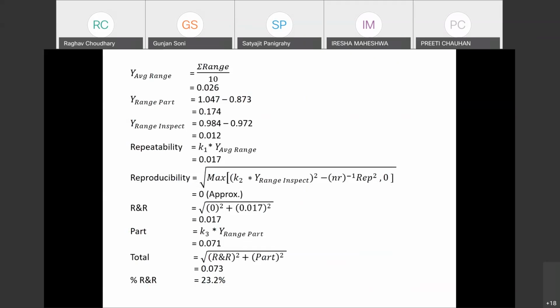Now this 23.2, there are some guidelines that if your percentage R&R falls between 10 to 30%, it is not considered to be a very good percentage in terms of the error. The higher the percentage R&R, the worse the system is. You don't want it to be high. You want it to be as little as possible because it is indicating variation. So you don't want too much variation because of the measurement system. Okay, so that's how we do that.